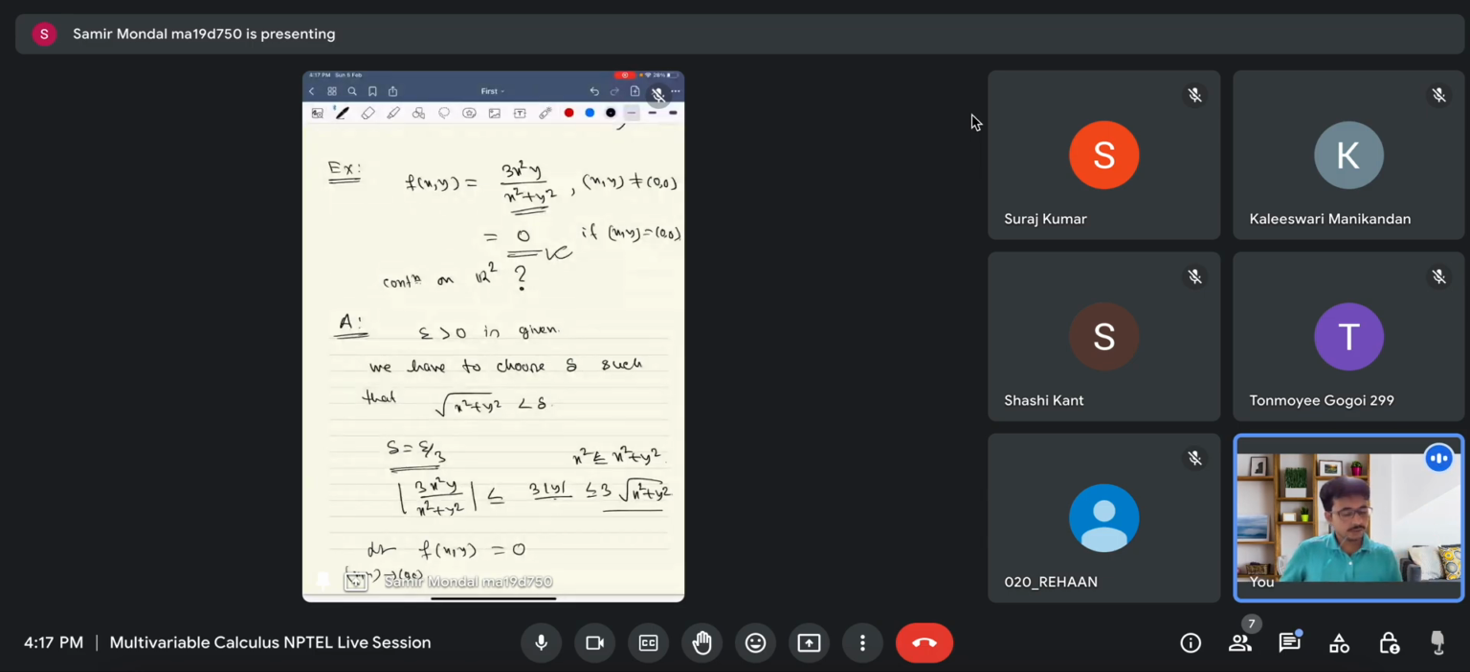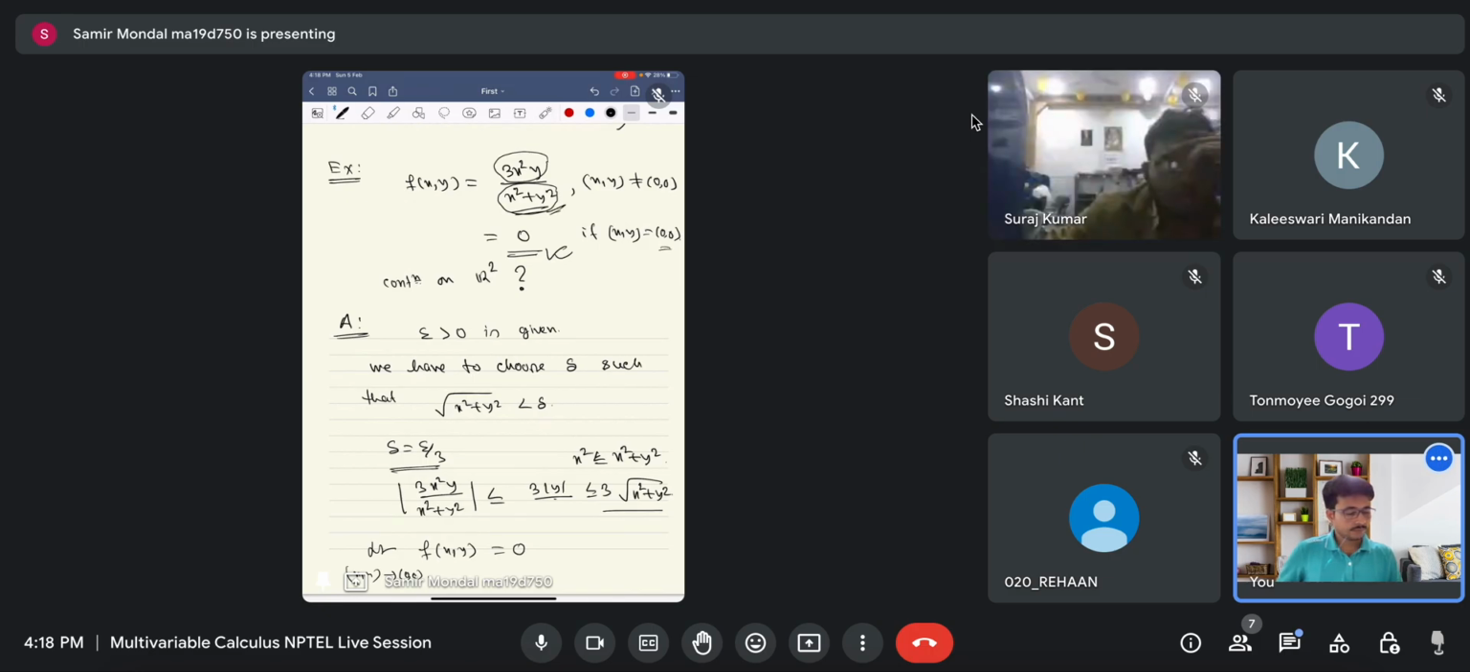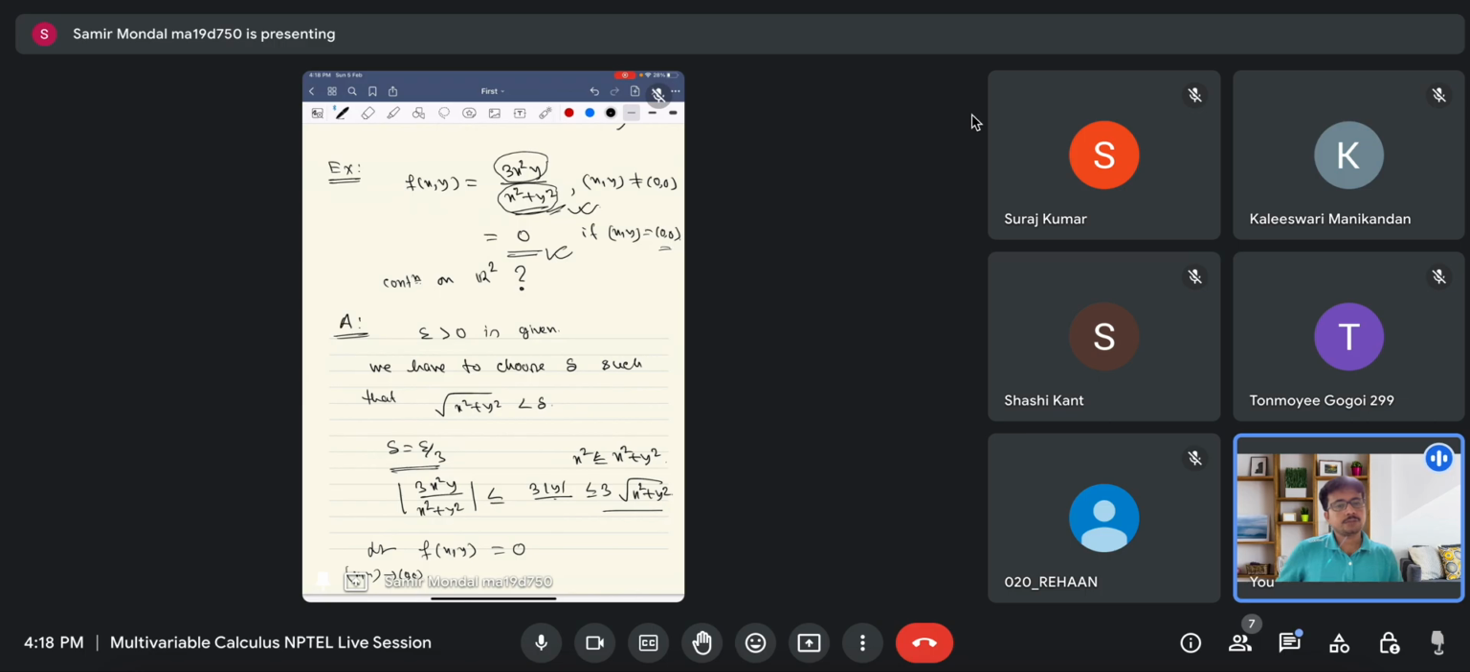And for other points you can check easily that this is a rational function. This quantity is a polynomial of two variables, this is also a polynomial of two variables, and except the point (0, 0), everywhere this denominator is non-zero. So this division exists, this is a rational function. So at every point except (0, 0) this function is continuous. So this function is continuous on R2. Is it fine or not? Please tell me. Fine, sir.